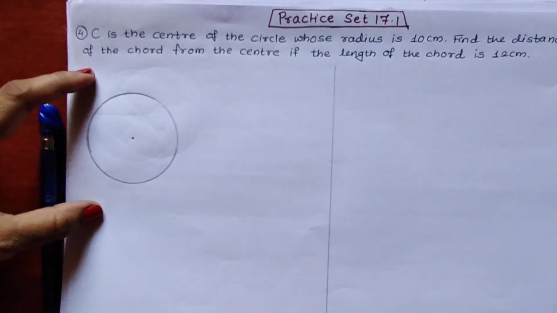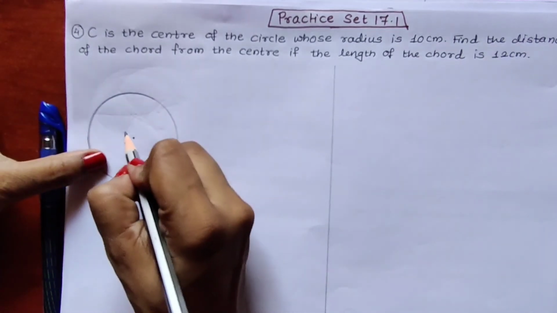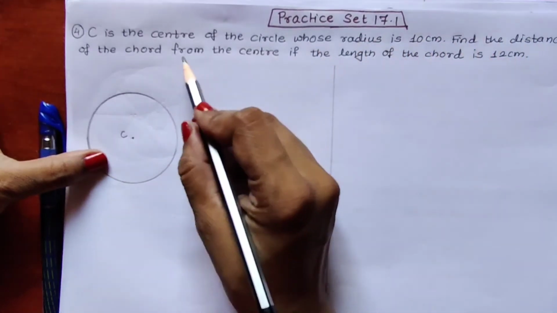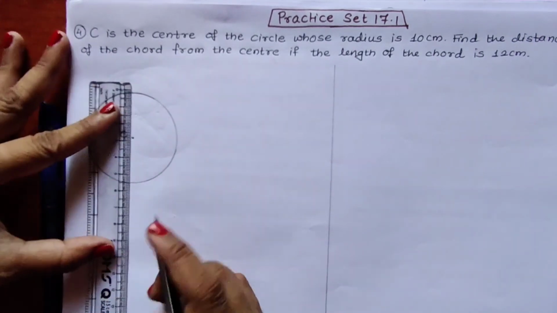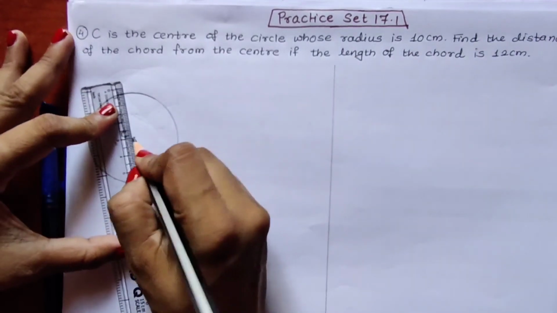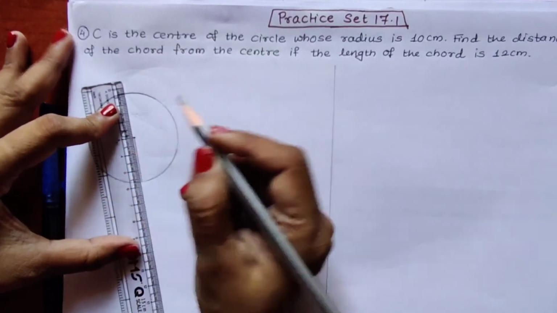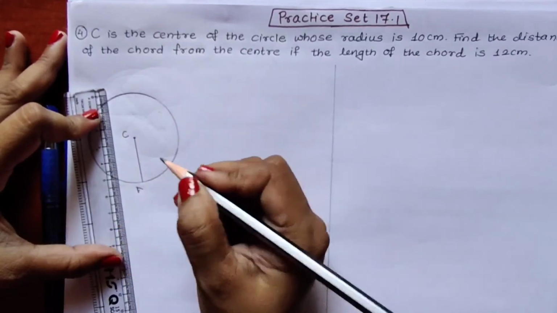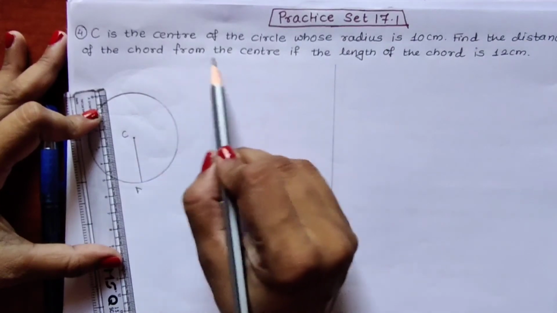Okay, so in this way, by using my compass, I have drawn the circle. Now the center of the circle is C. Radius is 10 centimeter. Find the distance of the chord from the center. So I will be drawing the radius here. The name of the radius is not given, so I can write AC. And we have to find the distance of the chord from the center.